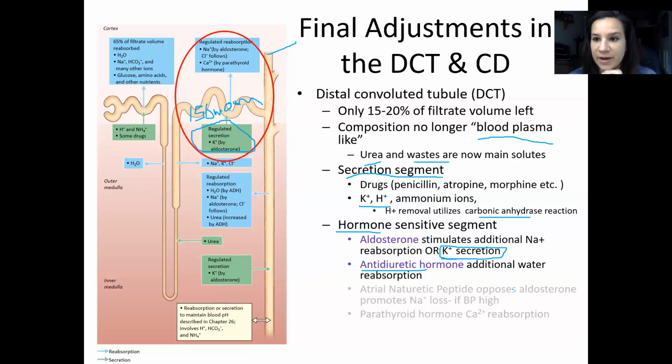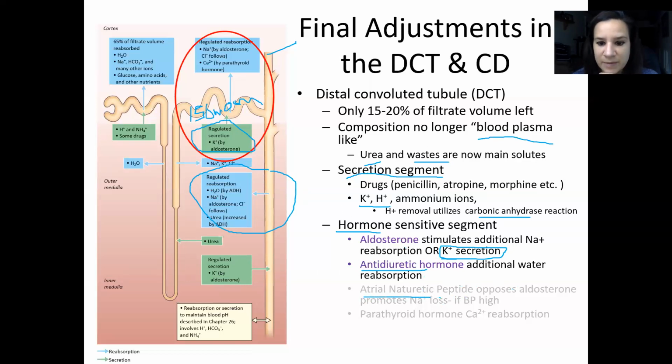And then antidiuretic hormone is a big one. This is going to help with additional water reabsorption, not just in the DCT, but this is when we're going to head to the collecting duct, and that's where that osmotic gradient is going to come into play and help make this thing work. There are two other hormones that work here as well. I've kind of grayed them out to downplay their importance. Not that they're not important, but they're not a big focus right now, or we've discussed them elsewhere.